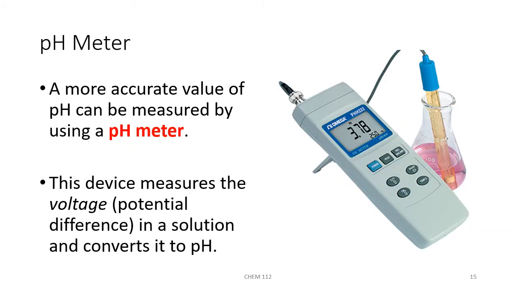We will also learn how to use a pH meter later in this class, and a pH meter is the most accurate way to get at the pH of a solution. The device will measure the voltage, which is another way of saying potential difference, of a solution, and it automatically converts it to a pH value, which you can read on the digital screen. Later in this class, we'll talk about electrochemistry, and we'll learn a little bit about how a pH meter actually works.